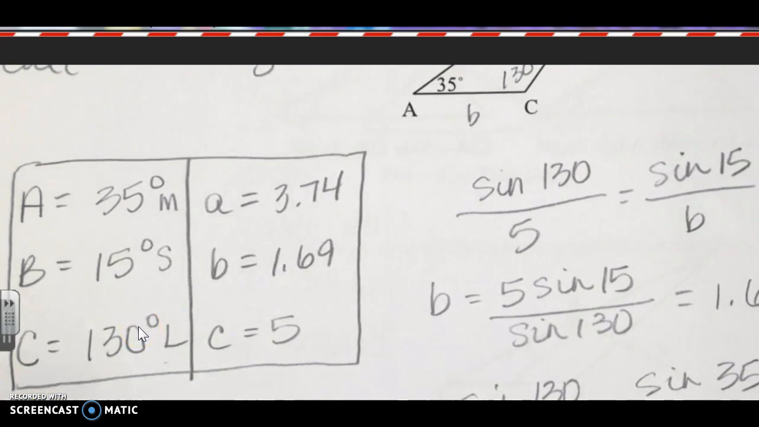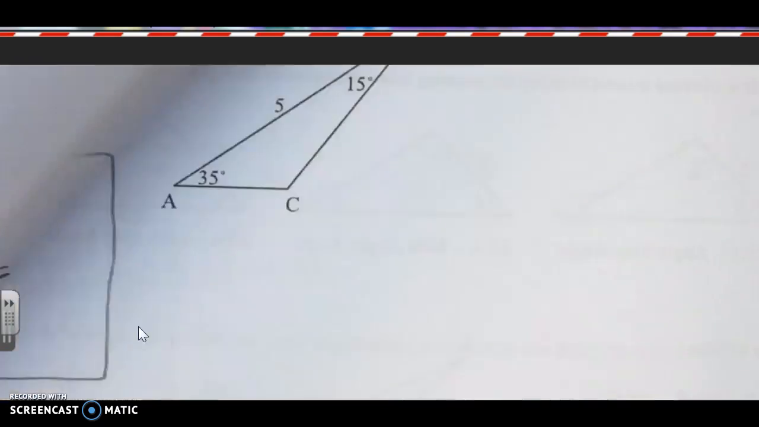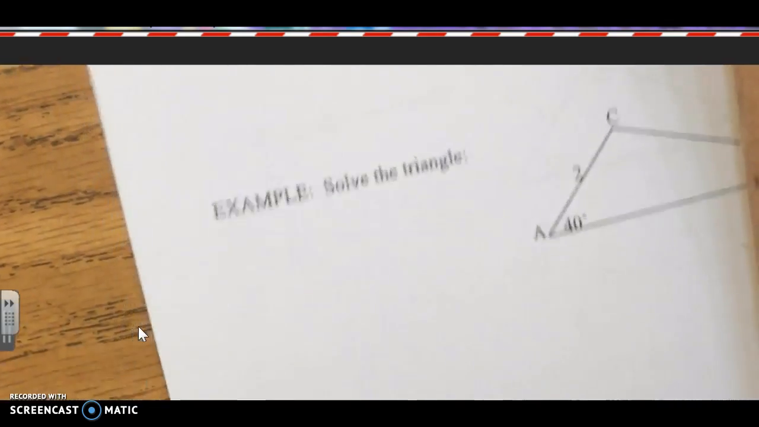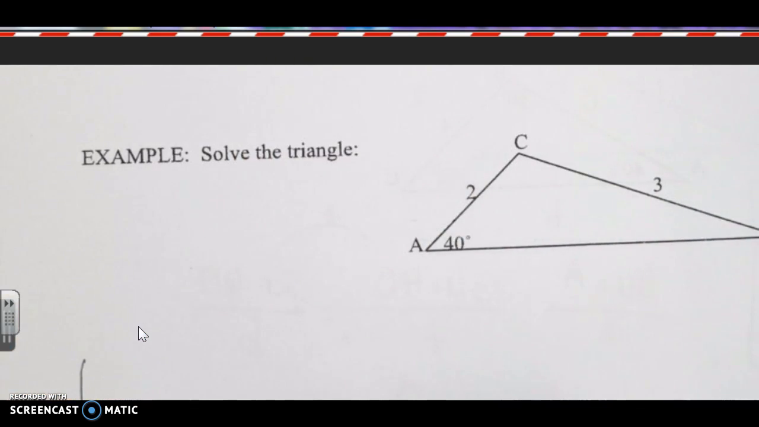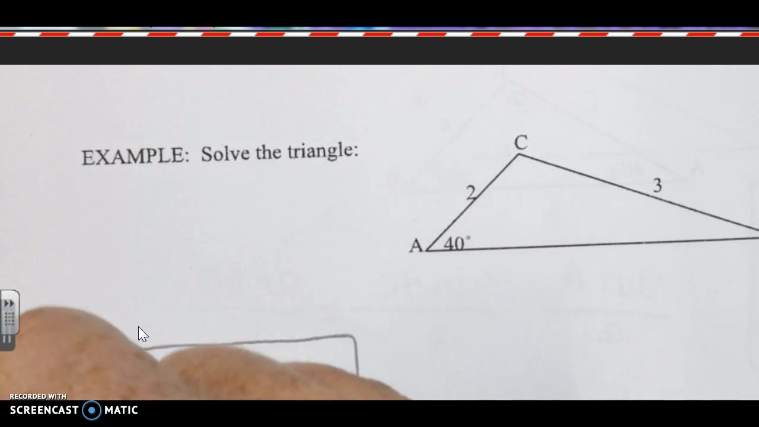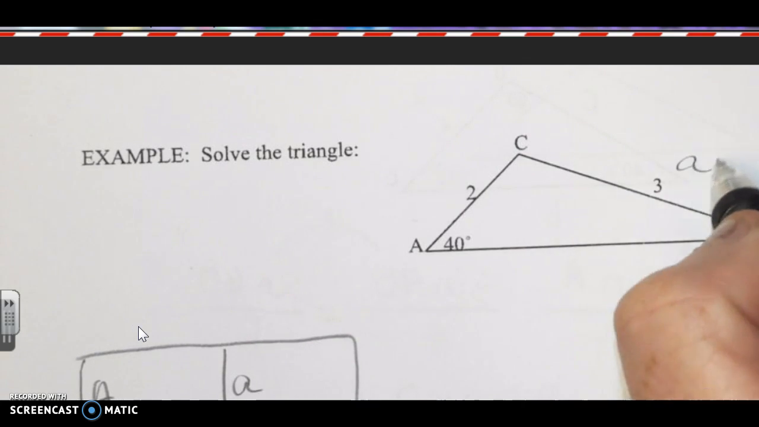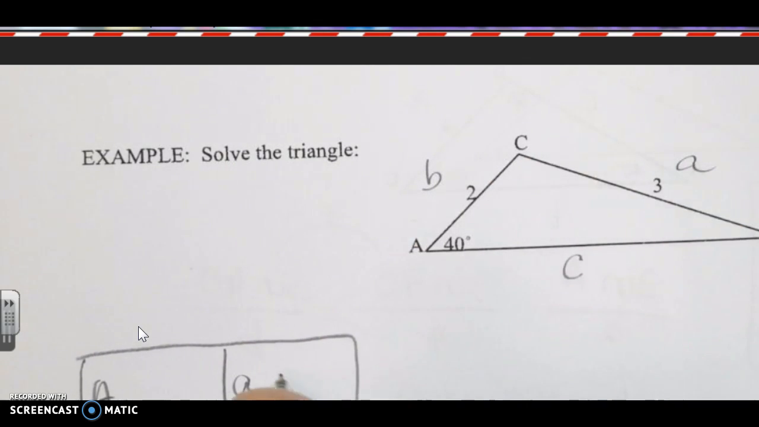All right, let's go down to the bottom example because there's something a little different going on with that one. I would again start with what I have. Make your chart. So I know that this is A, this is B, C side. So I know that A equals 3, B equals 2, and angle A equals 40. So the only control pair I have is A.